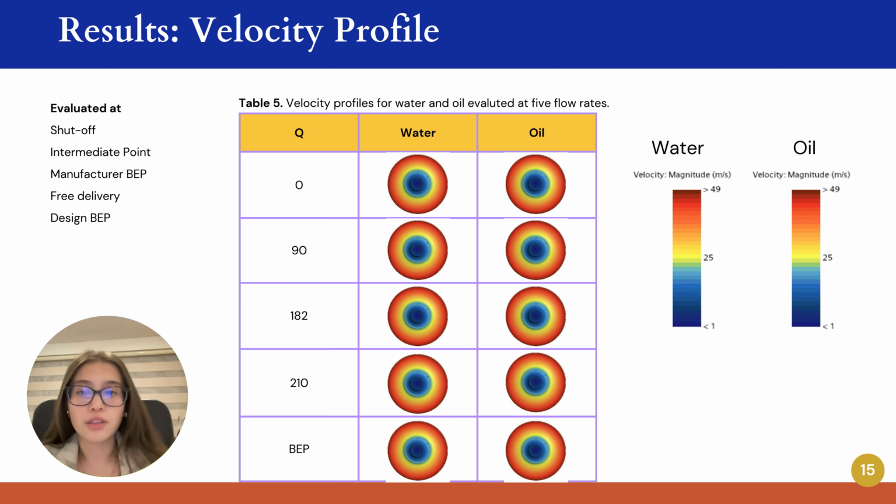In the first part, we can look at the results of the impeller speed profile, which was evaluated at 5 different points: shut-off, intermediate point, manufacturer BEP, free delivery, and design BEP. All of them had a range of speed between 1 and 49 meters per second. It can be observed that the changes between the different points aren't noticeable enough. This could be due to mistakes in the initial design, specifically in the geometry part, when we needed to separate the parts of the impeller. Although theoretically the values are similar to each other, they should vary a little. Also, we can see that the speed is greater towards the ends of the impeller due to the centrifugal forces, since the fluid particles need to travel at a larger radius, increasing their speed as they move away from the center.